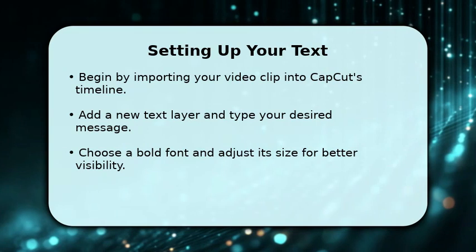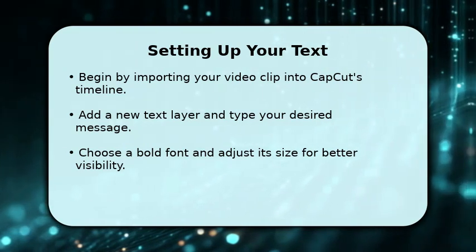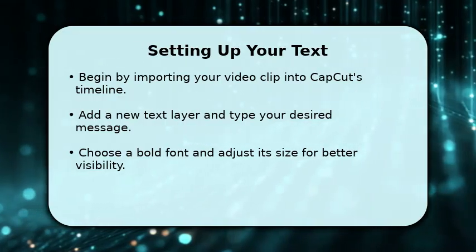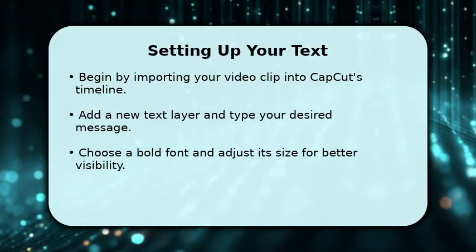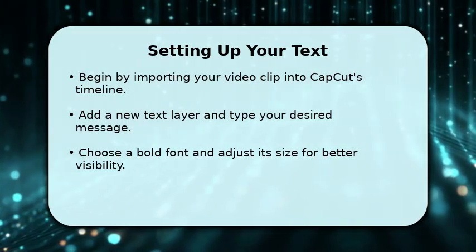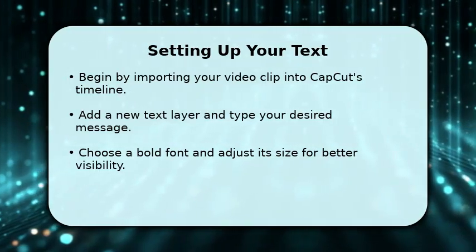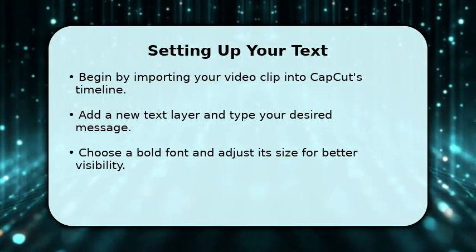First, open Capcut and import your chosen video clip onto the timeline. Once your footage is in place, tap on the text option and select Add Text to create a new text layer. Type out the words you want to transform into ghost text. For the best results, choose a bold, clear font style and adjust its size to be prominently visible on your screen. This foundation is crucial for the effect.